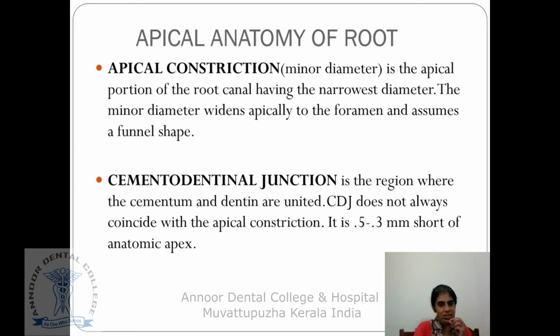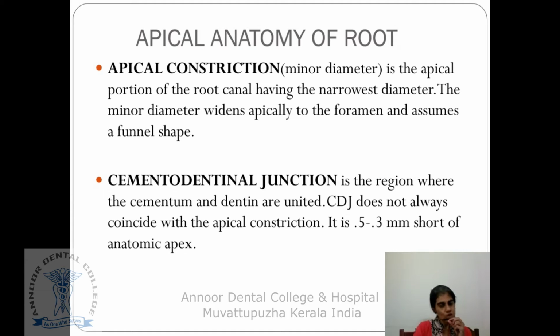Next we will see what is an apical constriction, which is also called a minor diameter, which is nothing but the apical portion of the root canal having the narrowest diameter. This minor diameter widens apically into the apical foramen. So that apical foramen is also called a major diameter, and this assumes a funnel shape.